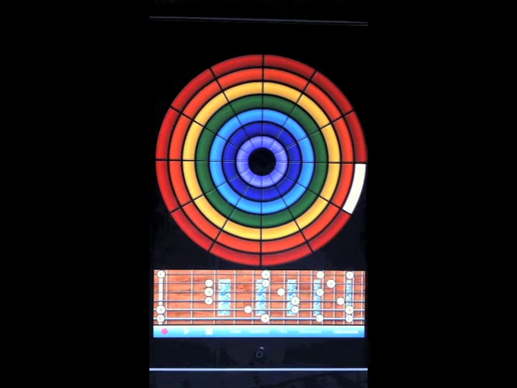Okay, so I'm going to go from red to indigo again. But now I'm going to go to blue. And then I'm going to go to green. So let's play another song.